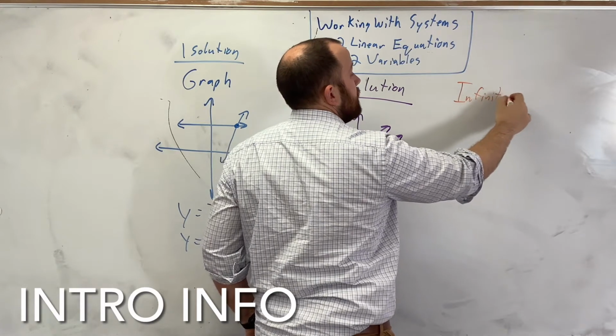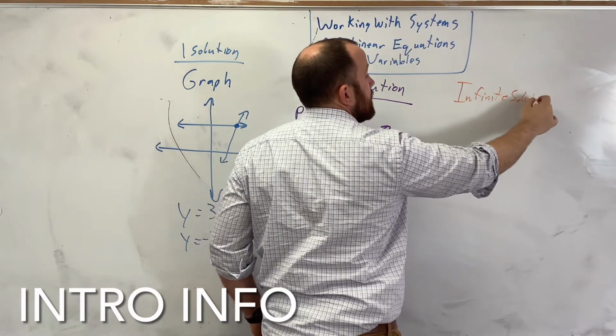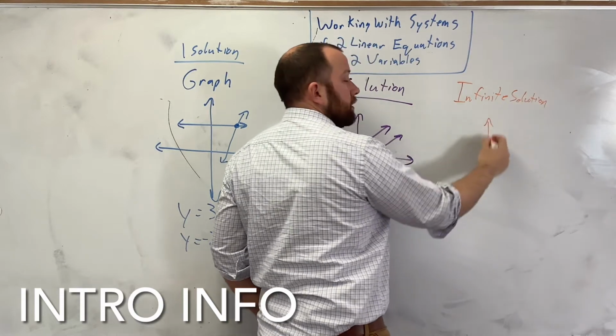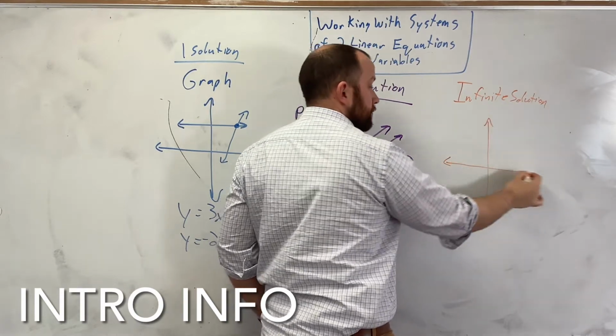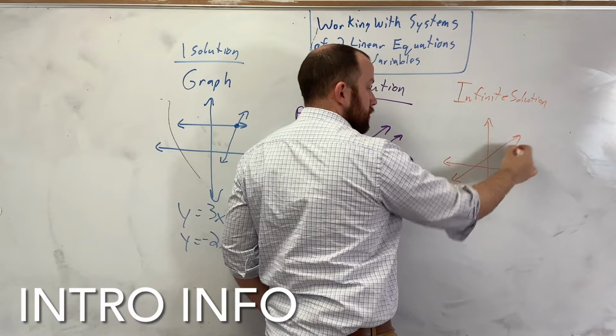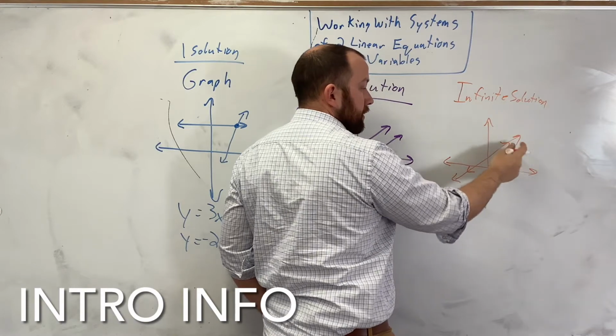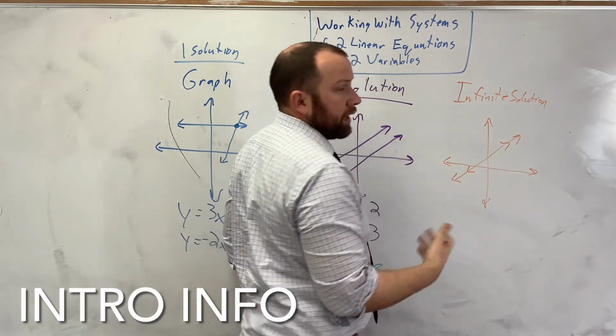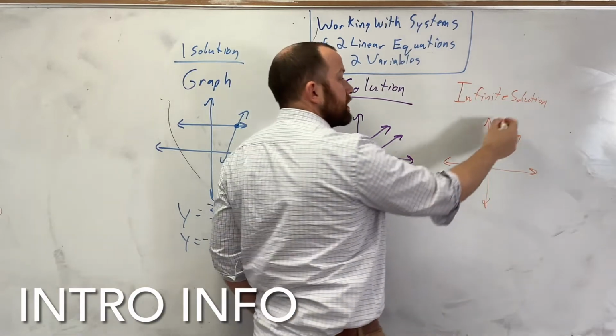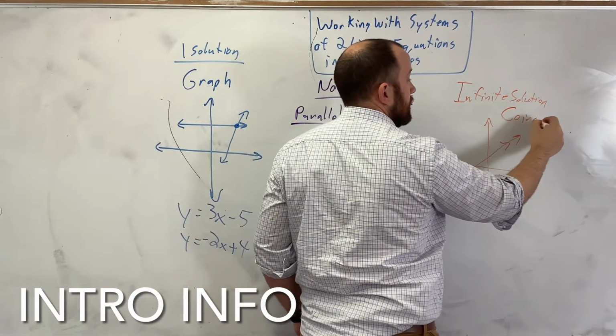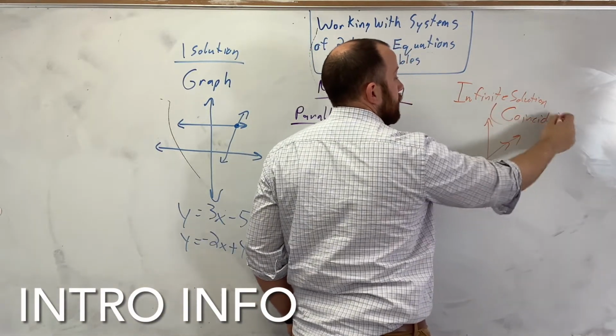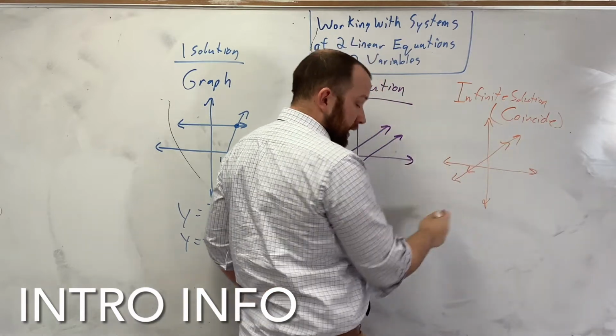When you have infinite solutions, that means they're the same exact line. It's usually drawn like this, but with different colors. So it's just a line that overlaps a line. Another word for this is coincide. They coincide, they're right on top of each other, they're the same thing.